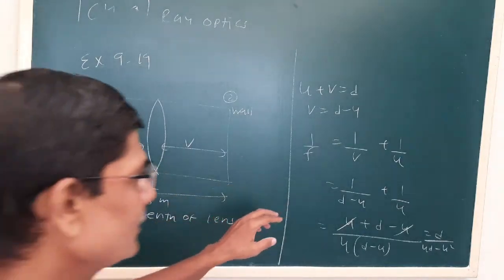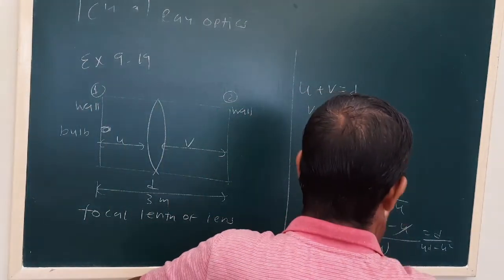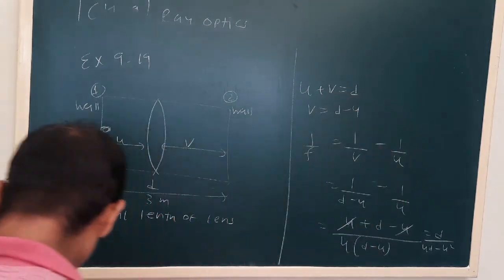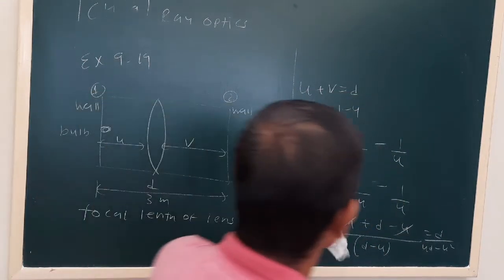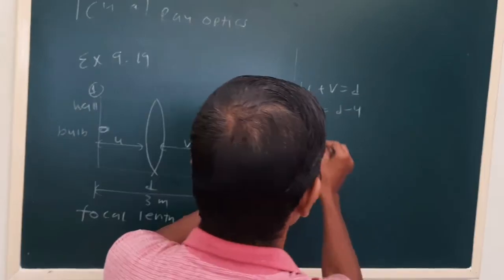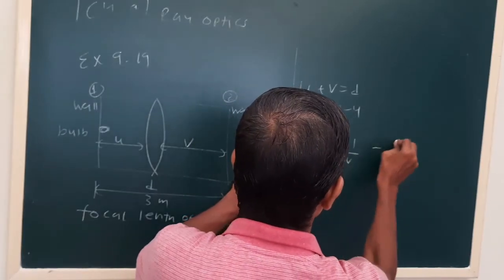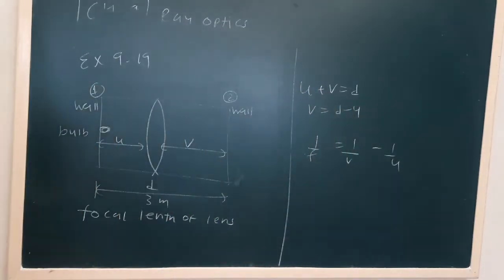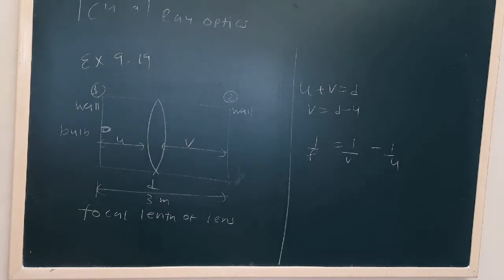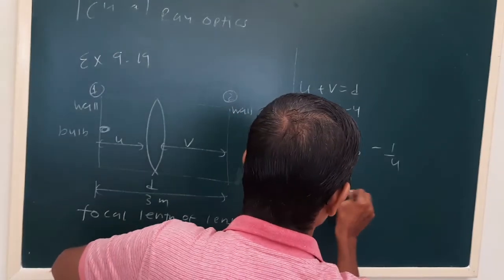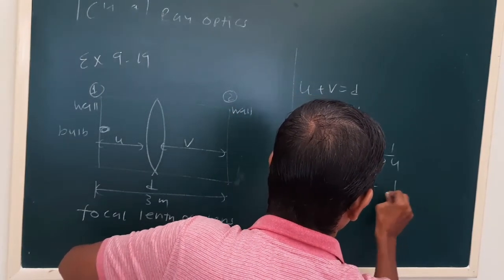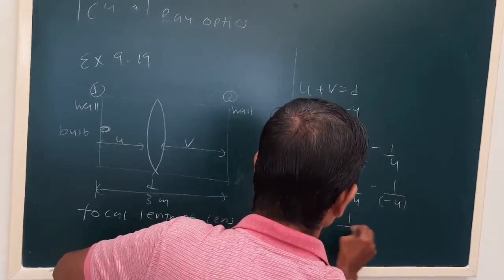Now see our lens formula. We have to use 1 upon f is, now the v value is 1 upon d minus u. Object distance is negative.